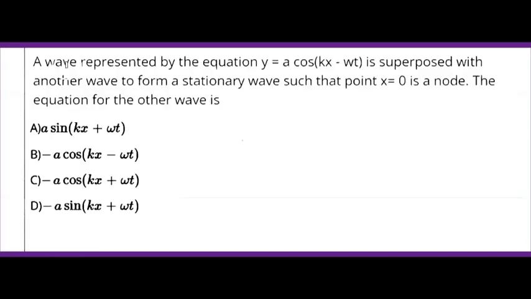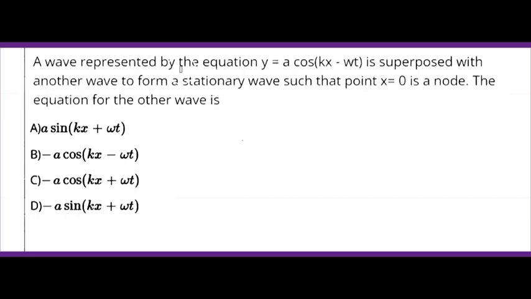Hello everyone, let's start our section. The question says a wave represented by the equation y equals a cos(kx minus omega t) is superimposed with another wave to form a stationary wave such that the point x equals 0 is a node. Find the equation for the other wave.